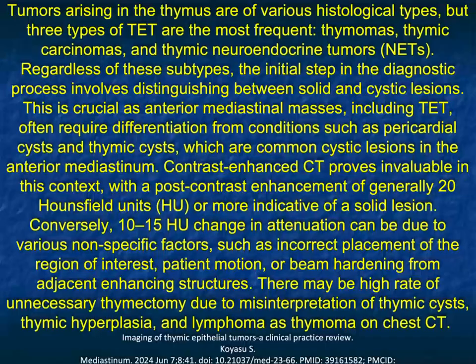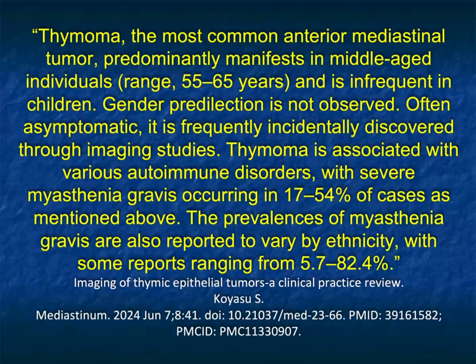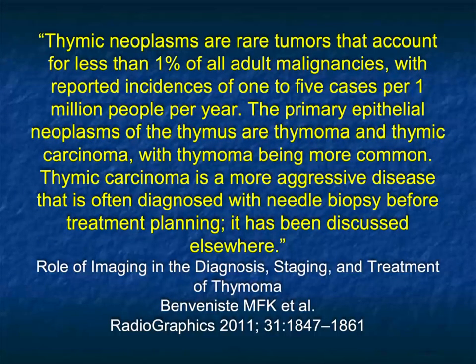Again, the challenge also will be on the benign side, that sometimes thymic cysts don't look that benign, and they can be confused with thymomas or thymic carcinomas. Less frequently thymic neuroendocrine tumors, because then they tend to be more vascular. We mentioned numbers. Thymoma predominates in the middle-aged individual, infrequent in children, again associated with autoimmune disorders and myasthenia gravis. Okay, very important. Thymic neoplasms are rare tumors, less than 1% of adult malignancies.